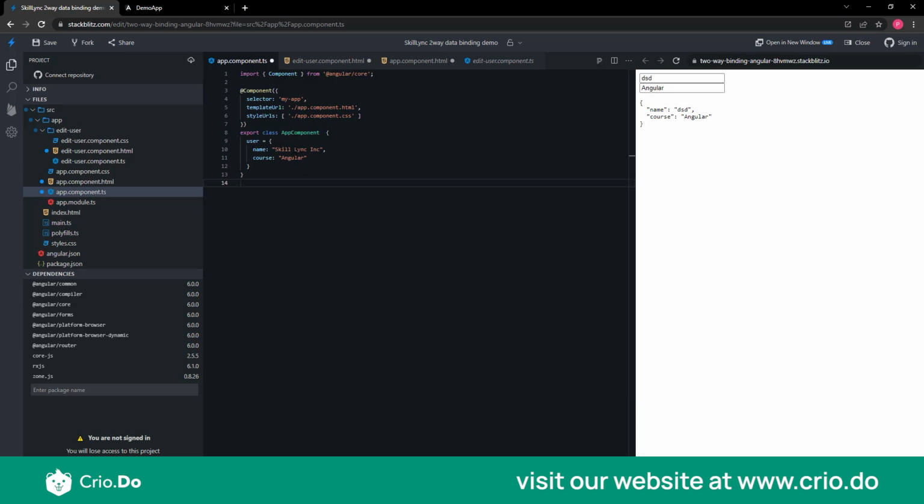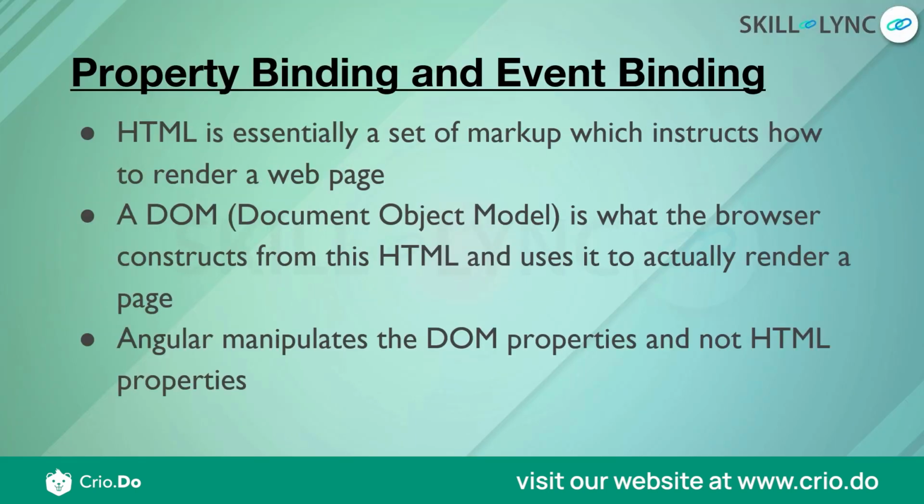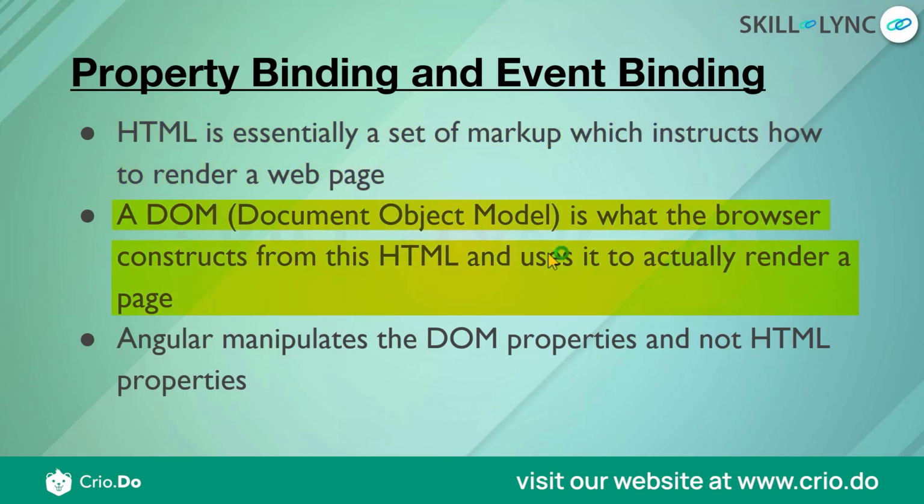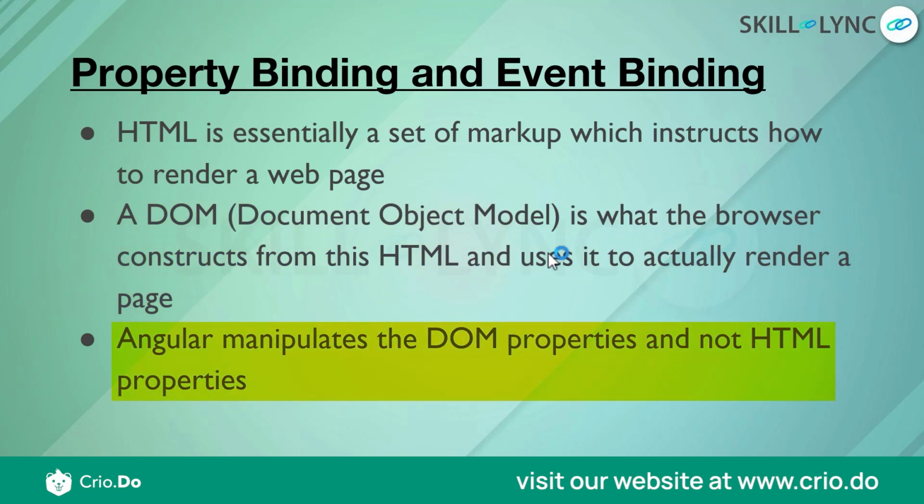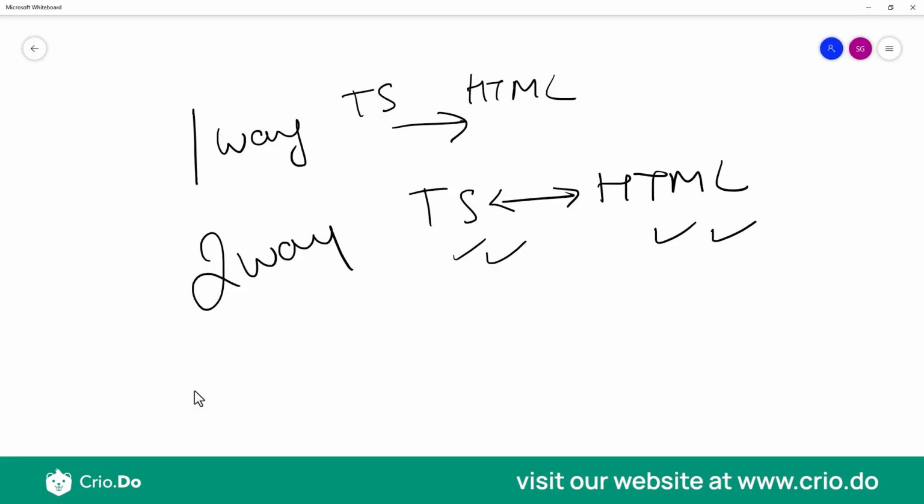Okay. So coming back to the PPT, I'll walk you through whatever we did so far from the slide. HTML is essentially a markup which instructs how to render a page, as we saw. DOM, the document object model, is what the browser constructs from this HTML and uses to render a page, and Angular manipulates the DOM properties and not the HTML properties. So the main concept to understand over here is that Angular manipulates the DOM properties and not the HTML properties. What this means, let's try to understand from the whiteboard.